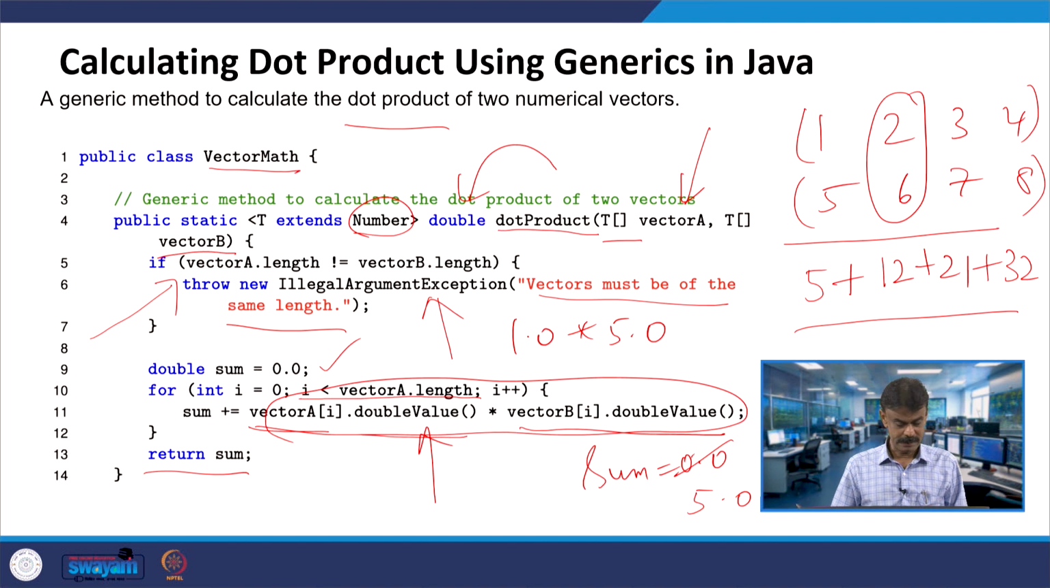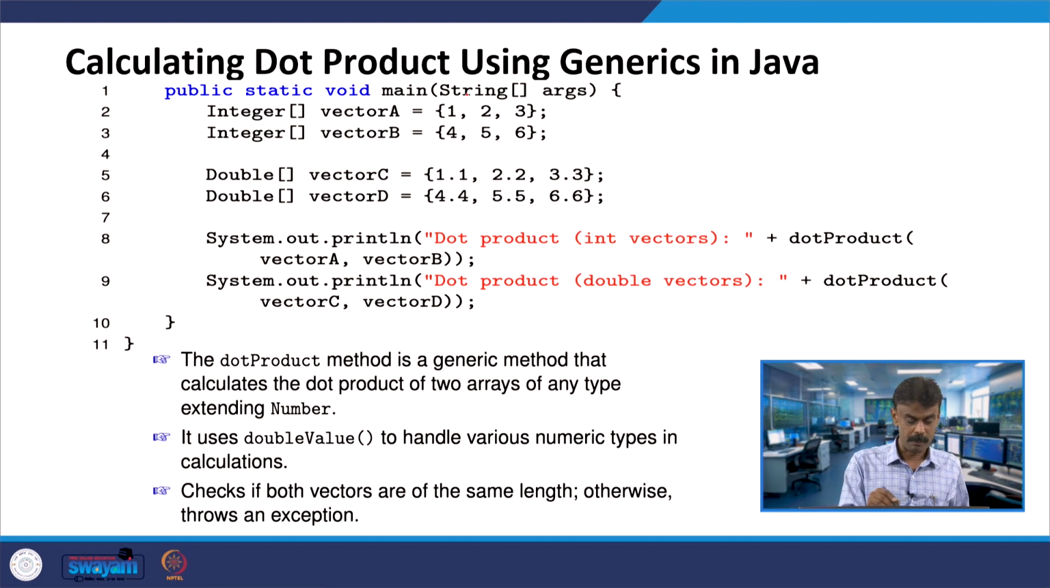So, now we will see in the main what vectors we are using. I hope you understood, the name of this method is dotProduct, and this is returning sum. Now, in the same class, which is the driver class, you have the main method. In main you have two vectors: vector A, an integer array containing 1, 2, 3, and vector B, also an integer array, 4, 5, 6. Then you have two double arrays, vector C and vector D.